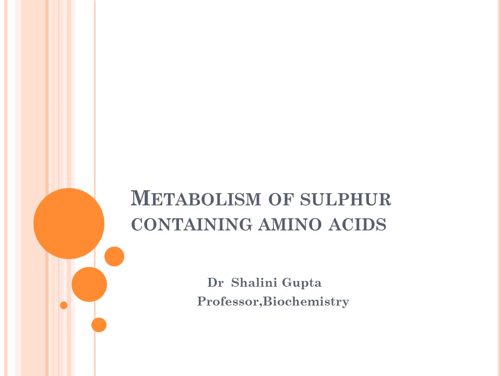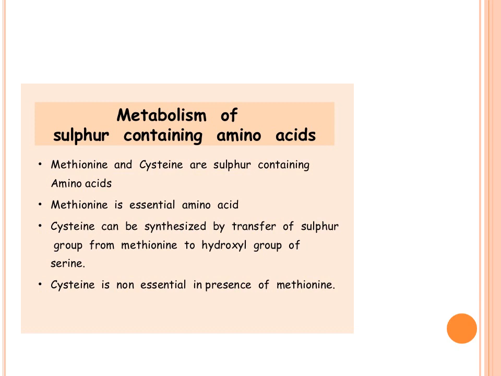Good morning students. Today we are going to discuss the metabolism of sulfur containing amino acids. So we have already finished with the metabolism of branched chain amino acids and aromatic amino acids. I hope you remember the various sulfur containing amino acids, methionine and cysteine.